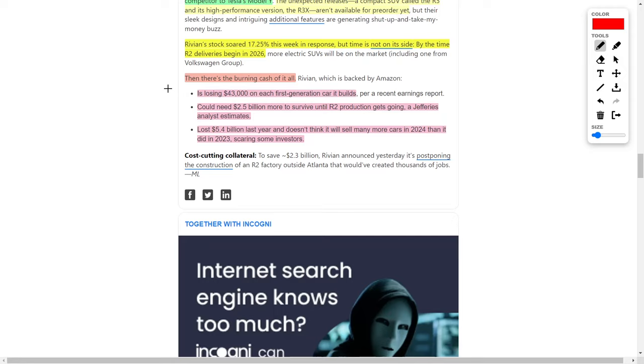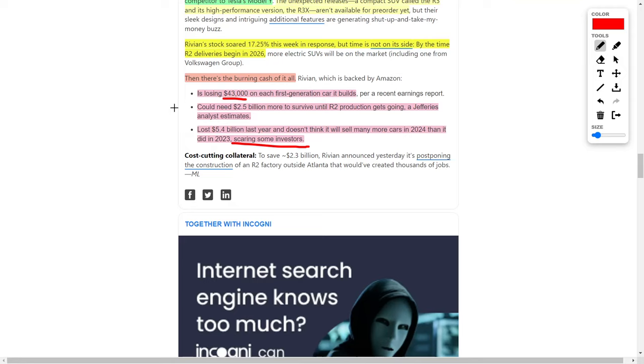And on top of that, fundamentally, this company does have some problems, and I just want to make you aware of these problems. According to the article, RIVN is burning cash, and they are losing $43,000 on each of their first generation cars. On top of that, they also could need $2.5 billion more just to survive until 2026, to where they can begin R2 production and deliveries. And this is all according to a Jefferies analyst. You should also be aware that this company lost $5.4 billion last year, and these types of metrics really scare investors, which is why you should always make sure to do your own research before you make any investment decision into any company.